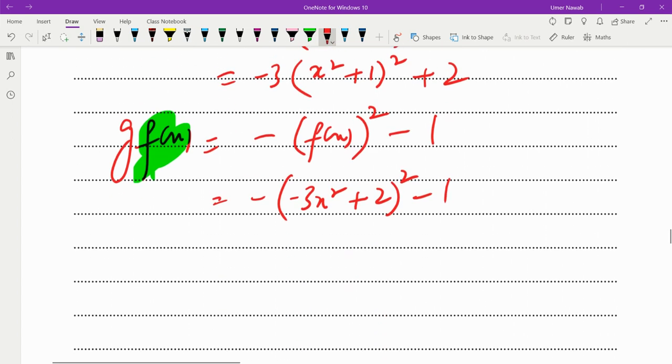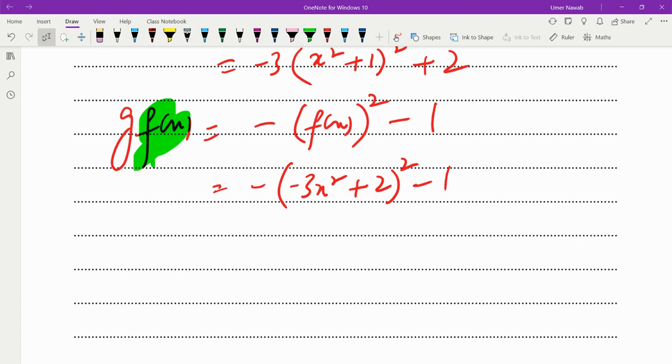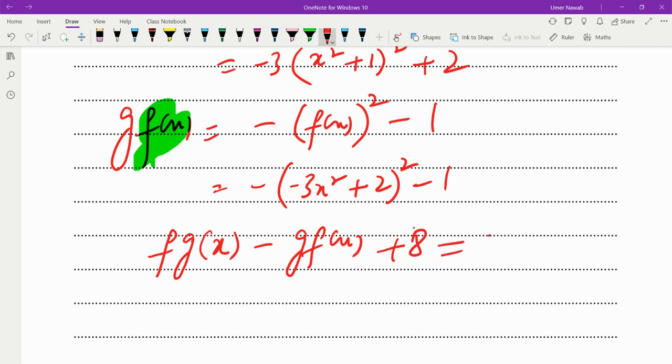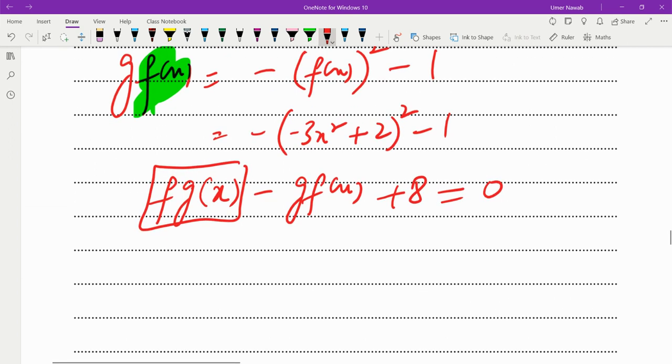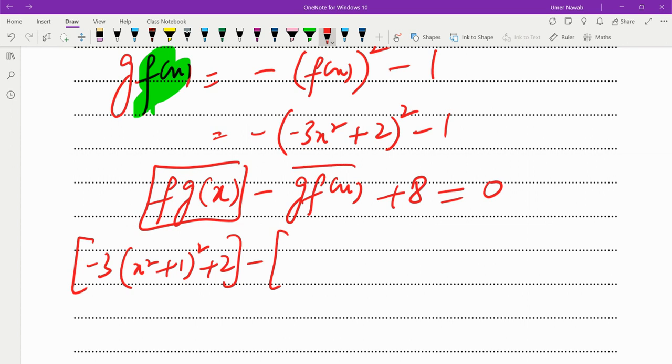1. Then guys, I'm ready to write my equation which he has given me in the question. x minus g of f of x plus 8. What did I get for this? I got minus 3x squared plus 1 whole squared plus 2. I already did it. What is g of f of x? I found it was minus 3x squared plus 2 whole squared, minus 1 and bracket close, and then we have plus 8 is equal to 0.